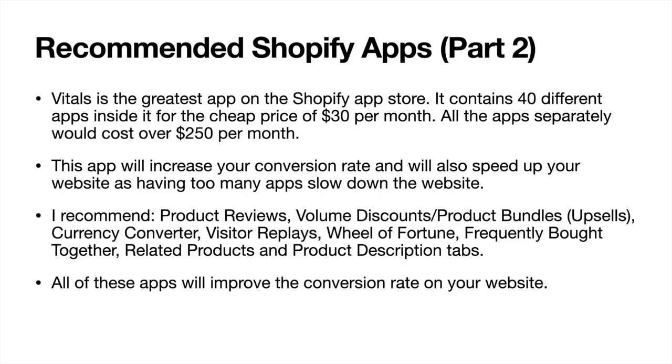And the most important app that I recommend that you use is the Vitals app. Now, in my opinion, the Vitals app is the greatest app on the Shopify App Store. It contains 40 different apps inside it for a cheap price of $30 per month, and it comes with a 30-day free trial. Now, if you use all of these apps separately, it would cost well over $250 per month. So Vitals is an absolute bargain. Now, this app will increase your conversion rate and will also speed up your website, as having too many apps will slow down the website.